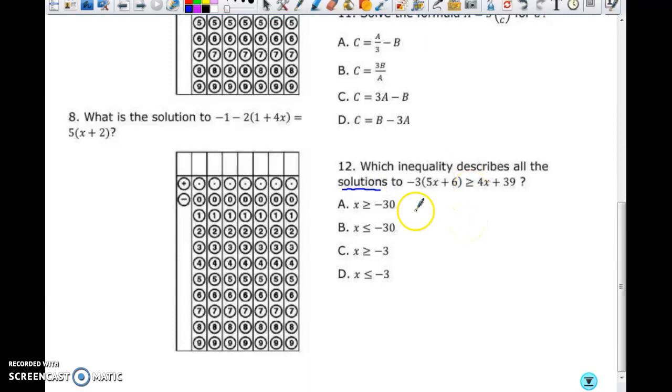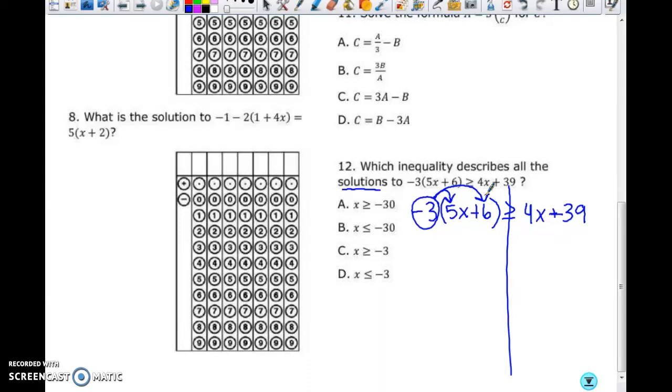So I'm going to rewrite it because again, I want more space. Negative 3 times (5x plus 6) is greater than or equal to 4x plus 39. Alright, same rules apply. The first thing I'm looking to do is to distribute. So I'm going to take the negative 3 and distribute that inside. Negative 3 times 5x gives me negative 15x. Negative 3 times 6 gives me negative 18. Bring down my inequality, right? I'm not distributing anything over here, so I can go on ahead and rewrite it.